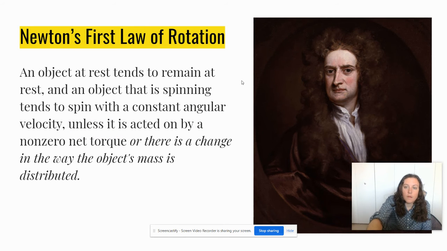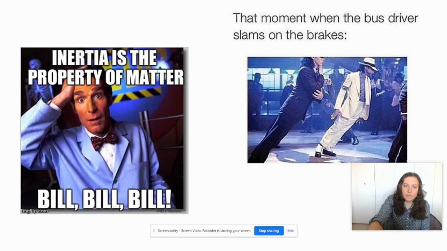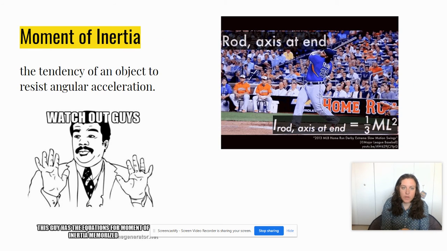So Newton's first law of rotation is very similar to his regular first law. An object at rest tends to remain at rest, and an object that is spinning tends to spin with constant angular velocity unless it is acted upon by a non-zero net torque, or there is a change in the way the object's mass is distributed. For that italicized part, think of the turntable where you brought your arms in. That was a change in the way the mass is distributed. Inertia is your tendency to resist acceleration. Moment of inertia is the tendency to resist angular acceleration.